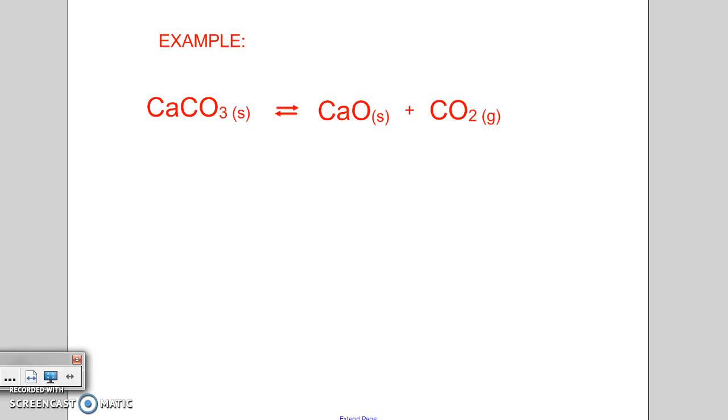So here's an example. If we're going to write this expression, we would have the product CO2 times CaO over CaCO3. However, you notice that the calcium carbonate and the calcium oxide are both solid, so they would be ignored. You would write the exact same expression, and you would just completely leave out those parts. And so your equilibrium constant would just be the concentration of CO2.